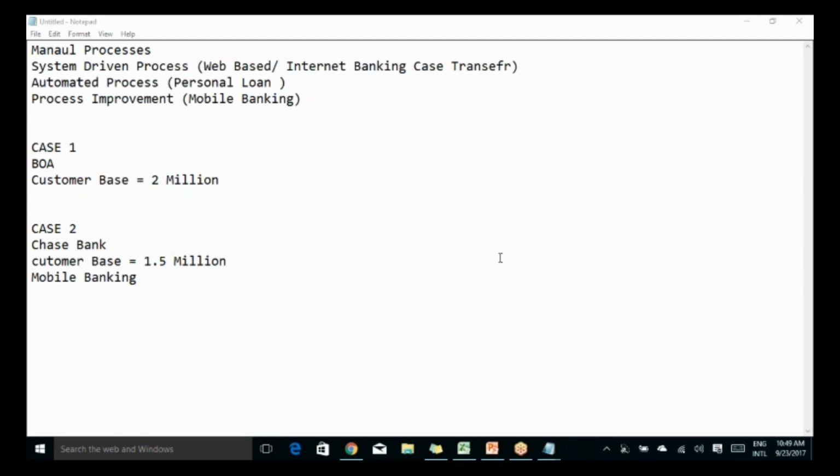Okay. So I'll make the next statement here. Let's say the mobile banking is expensive. Let's say they charge $2,000 a year for using this mobile banking. Do you think the customer would still come to Chase Bank, because it's a chargeable service? It's not free of cost.